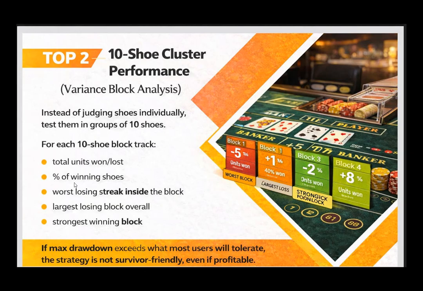Total units won, total units lost. Percentage of winning shoes. That's important, but it's only important as it relates to profitability per shoe. So even if you have a winning shoe, at what rate? 3 units, 2 units, 5 units, that sort of thing. Worst losing streak inside of the block: inside of 10 shoes, what was the worst it went? Inside of 10 shoes, what was the best it went? How many shoes did it take to recover?